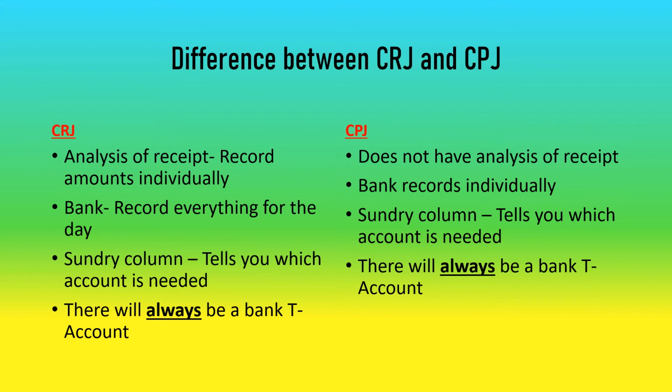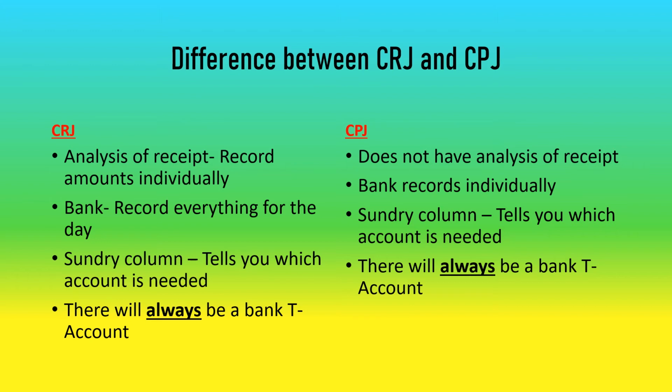Okay, so before we start, I want to quickly go through the differences between a CRJ and CPJ. Those are your most common journals that you will be using. So CRJ is used for the receipt of money and CPJ is used for the payment. But in the format, a CRJ will always have a column called analysis of receipt where you record amounts individually. A CPJ does not have an analysis of receipt.